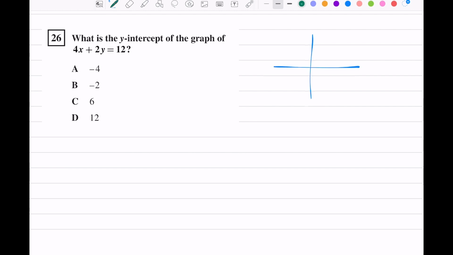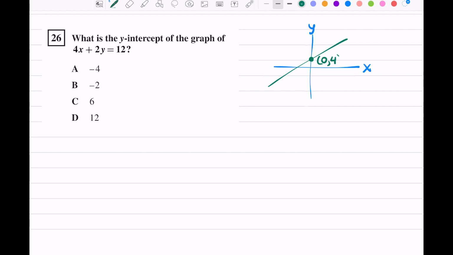So the y-intercept is where the line crosses the y-axis. So we have our x-axis here and our y up here. And our y-intercept is this point. And the important thing to notice is that for the y-intercept, the x-coordinate is always 0. So we would label this point 0, comma, and then some other number.